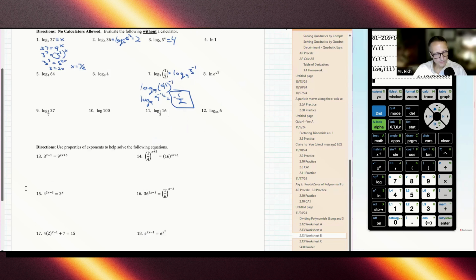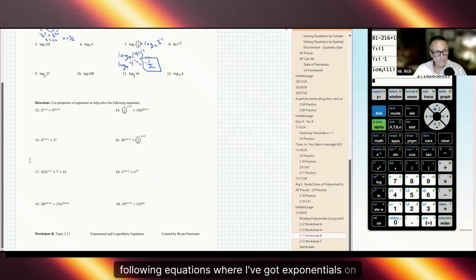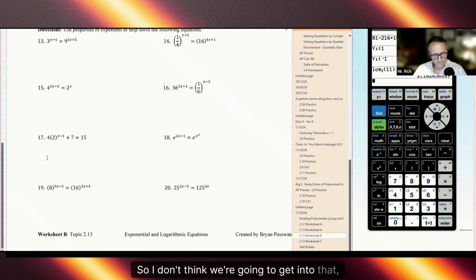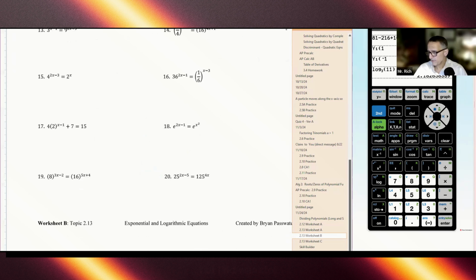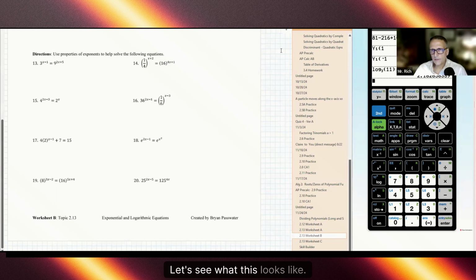Then there's some using properties of exponents to solve the following equations where I've got exponentials on both sides of the equation. I don't think we're going to get into that, but I do want to go over Taylor's question. She has a question she sent over involving the mean value theorem for calculus. Let's see what this looks like.